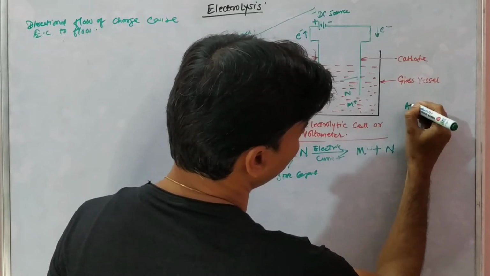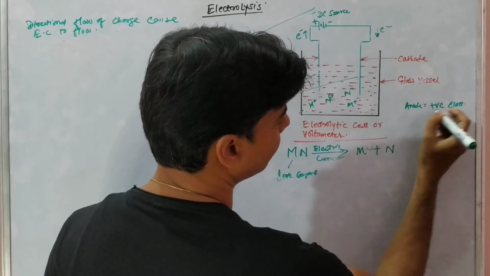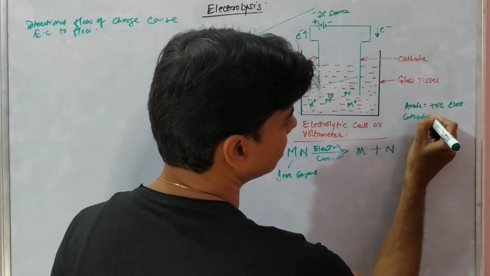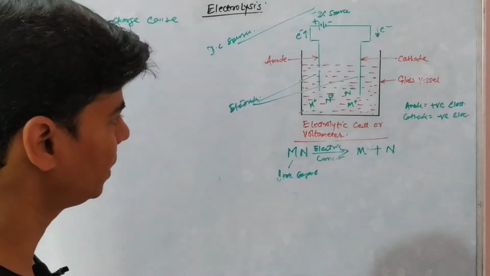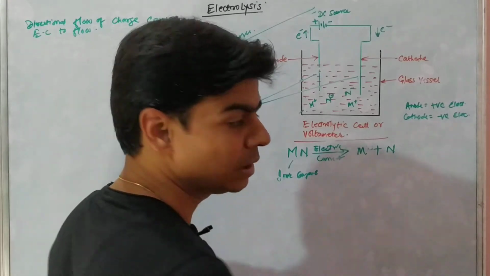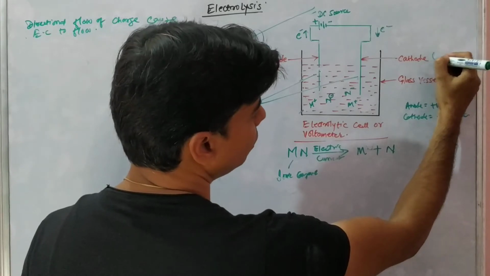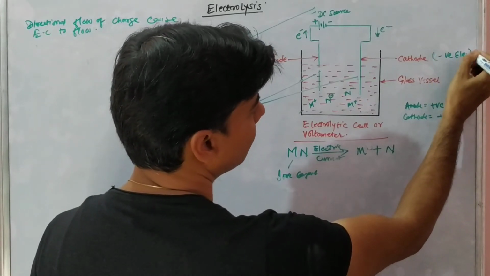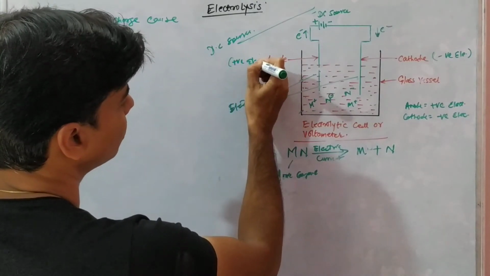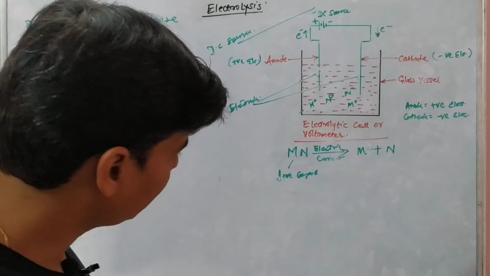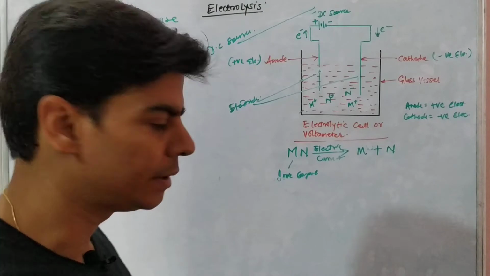Now we know that anode is the positive electrode, and cathode is the negative electrode. You can just take down all the notes. When the current is turned on, this cathode will become the negative electrode and this anode will become the positive electrode. And when current is turned on, let's see what will happen to these ions.